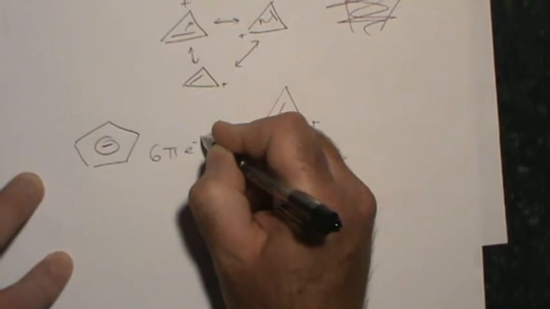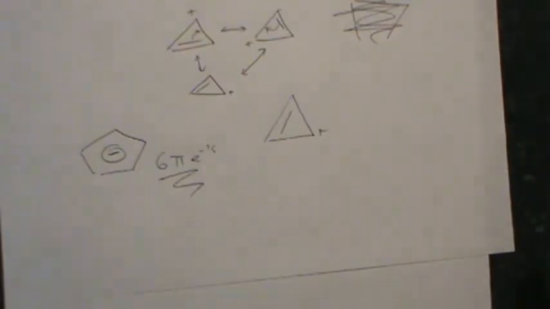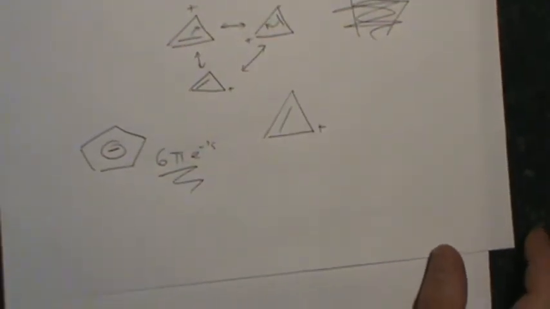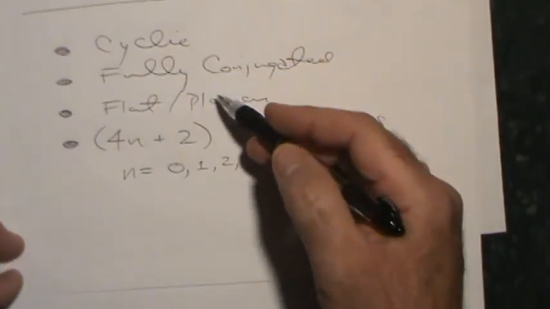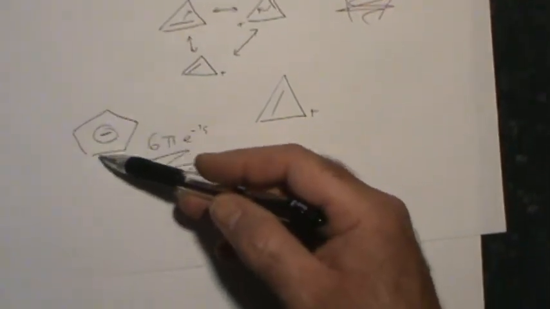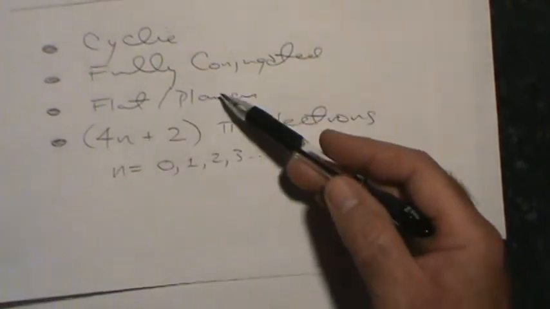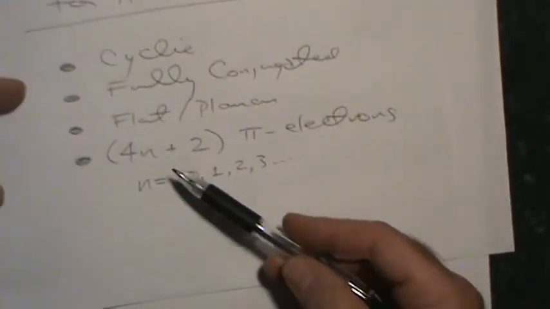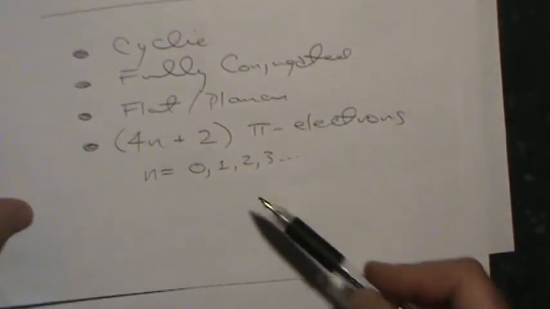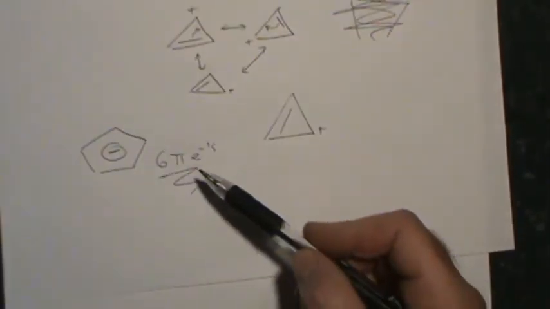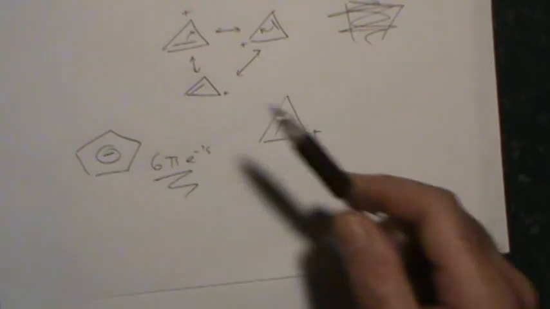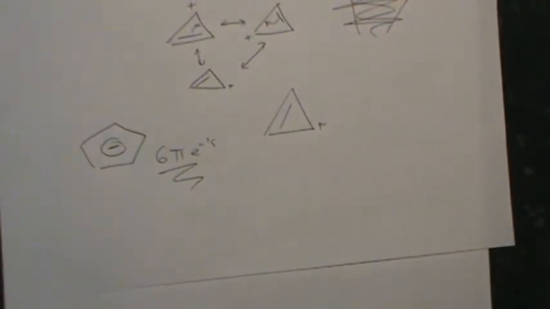So 5 p orbitals with 1 electron each, but then there's an extra electron, means it has 6 pi electrons. That's the same number of pi electrons as benzene. As long as all the other rules are satisfied, this molecule will actually be aromatic. Is it cyclic? Yes. Is it fully conjugated? Yes, that's what the circle means. Is it flat or planar? Yes. And does it have 4n plus 2 pi electrons? Yes. When n equals 1, 4n plus 2 equals 6. It has 6 pi electrons. This molecule is also aromatic.